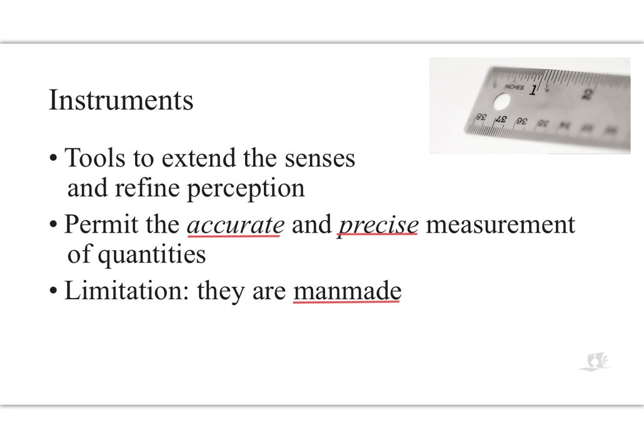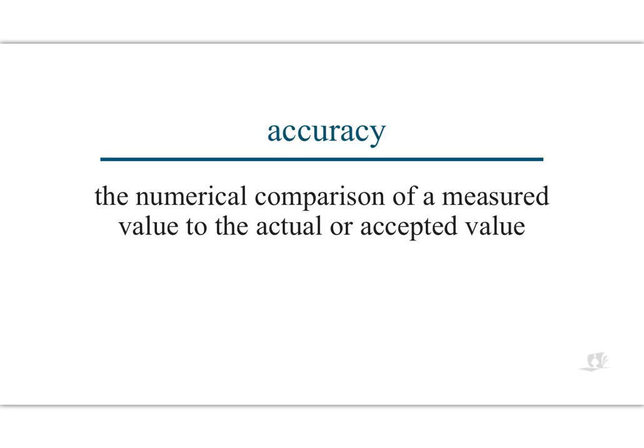There are limitations because instruments are man-made, and so we are only as accurate as the instruments that somebody has made for us. And so we have to recognize that there is a difference between how accurate something is and how precise it is. We're going to talk about those differences in this section. The first thing we want to look at is accuracy. Accuracy is the numerical comparison of a measured value to the actual or accepted value.